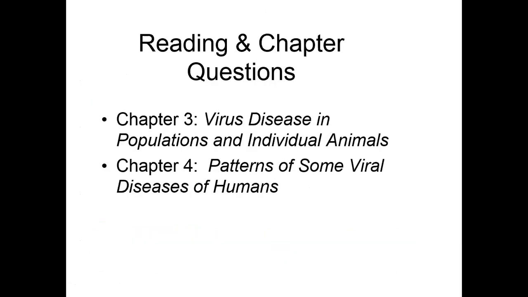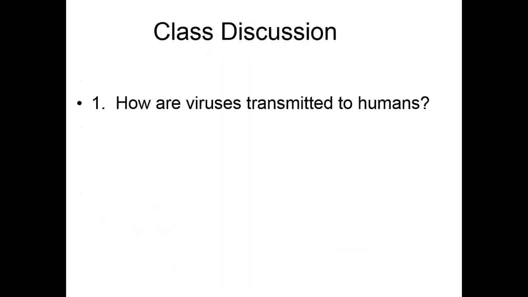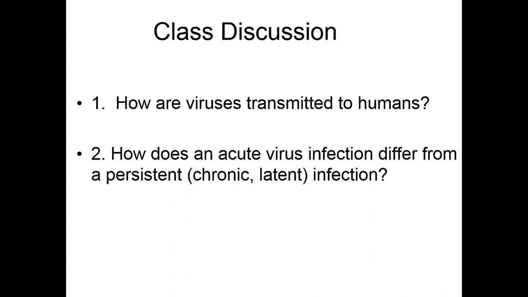The reading for this section of the lecture comes from chapters 3 and 4 of the textbook called Virus Disease in Populations and Individual Animals, and chapter 4, Patterns of Some Viral Diseases of Humans. And lastly, we have discussion questions that I would recommend you go over for your own practice and make sure you understand the topic a little bit better.